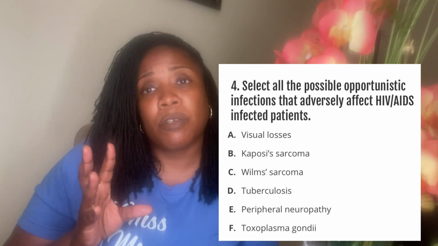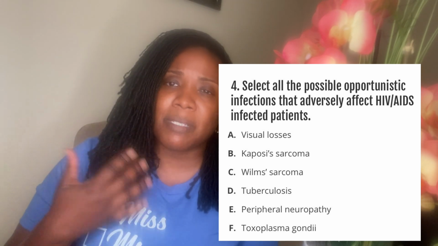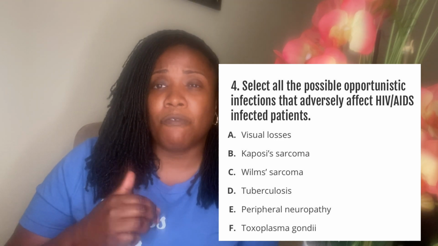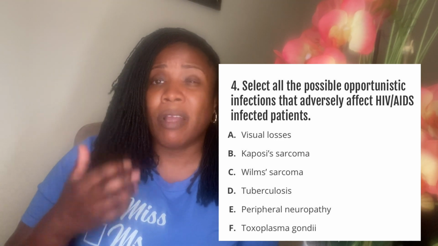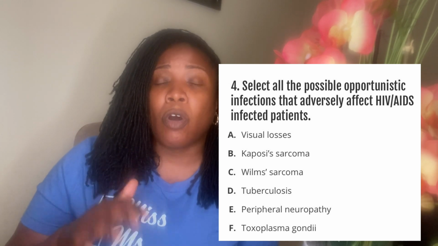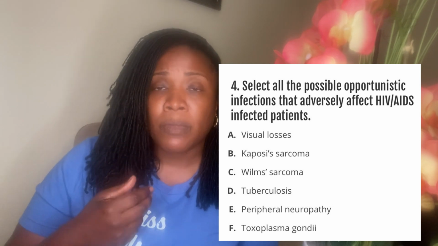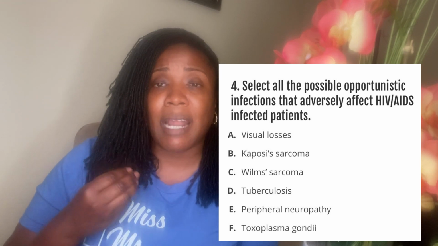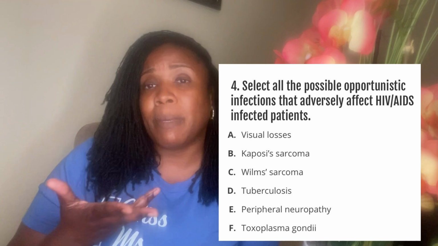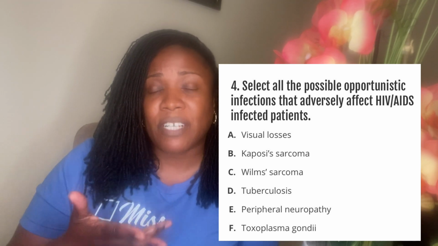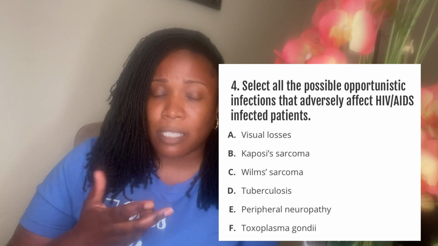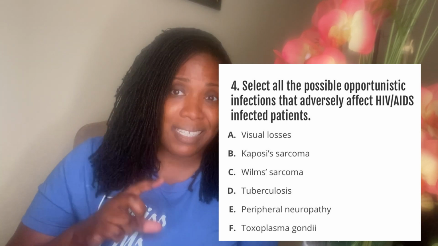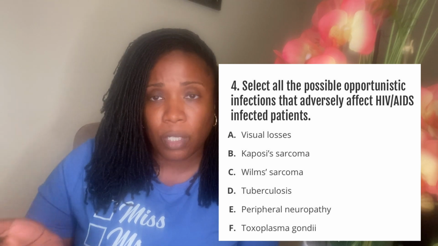system. And when you suppress the immune system, it is not as effective as it normally would be to fight against any sort of bacteria, pathogens, or anything that would invade the body and cause it to become diseased. So when people have HIV and AIDS, their immune systems are suppressed and not working as effectively, which would make them susceptible to different infections and diseases. So from the list, the first thing says visual loss.